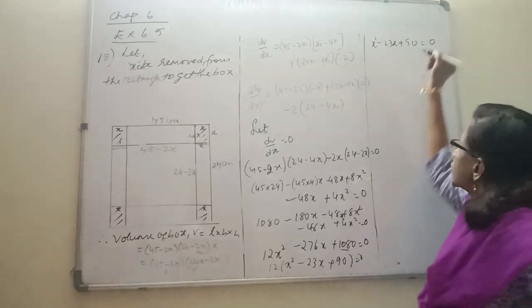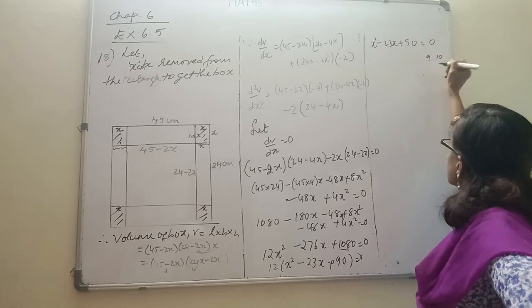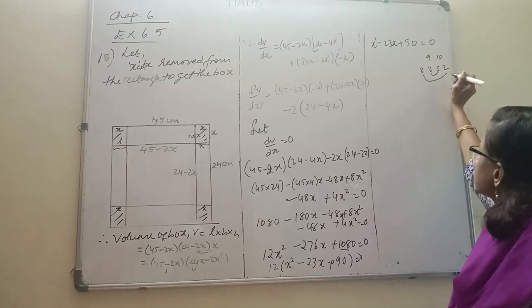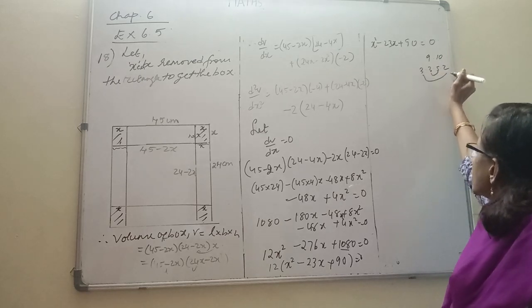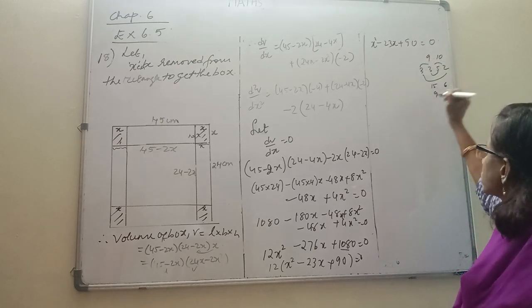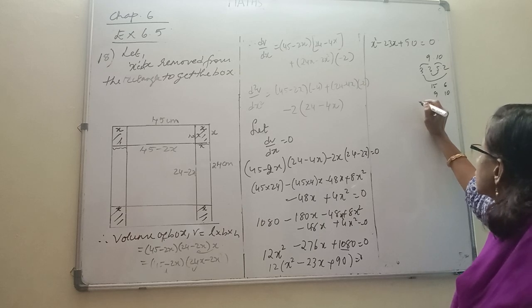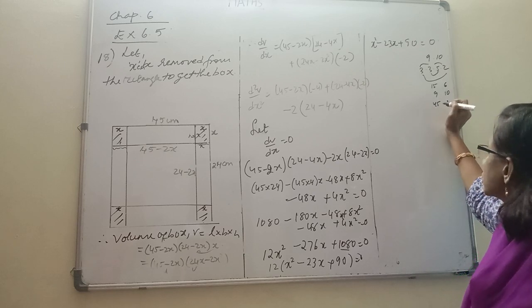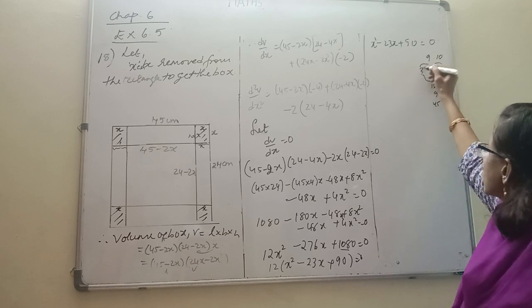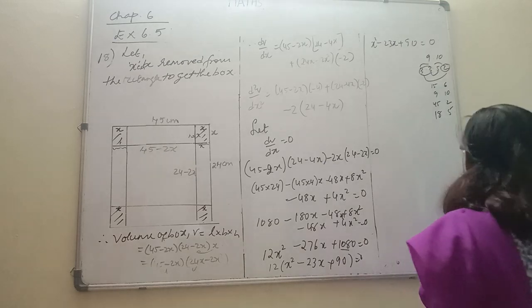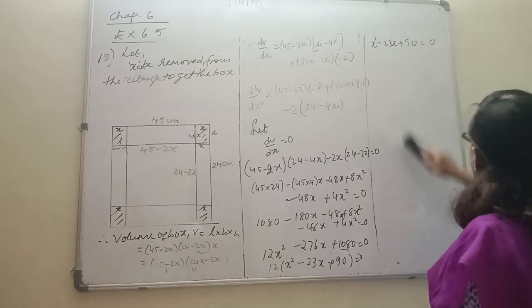90. Let's look at the factors. 9 times 10, or 3 times 3 times 5 times 2. 15 and 6 is 21. 9 and 10 not possible. 15 and 6 not possible. 9 and 10 not possible. 5 threes are 15, 15 and 6 not possible. 9 twos are 18 and 5. That's possible. So let's look at the factors 18 and 5.